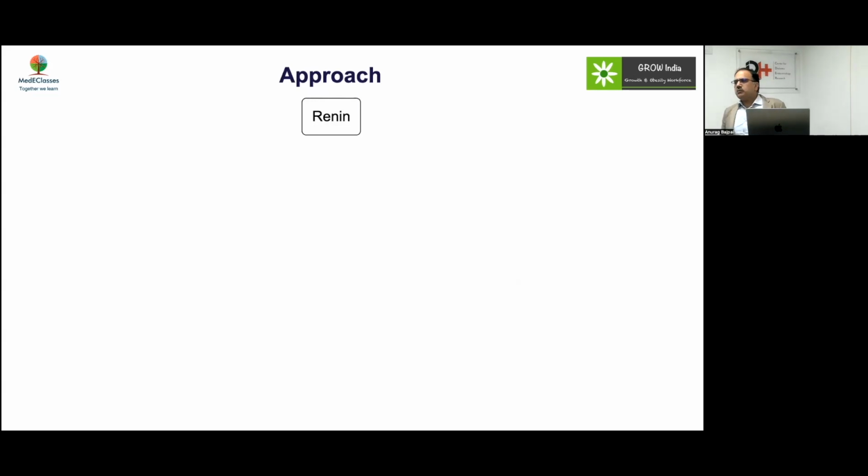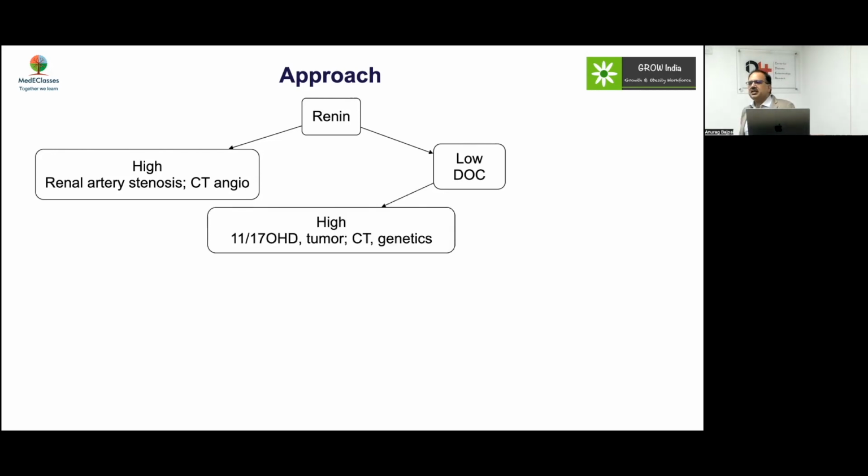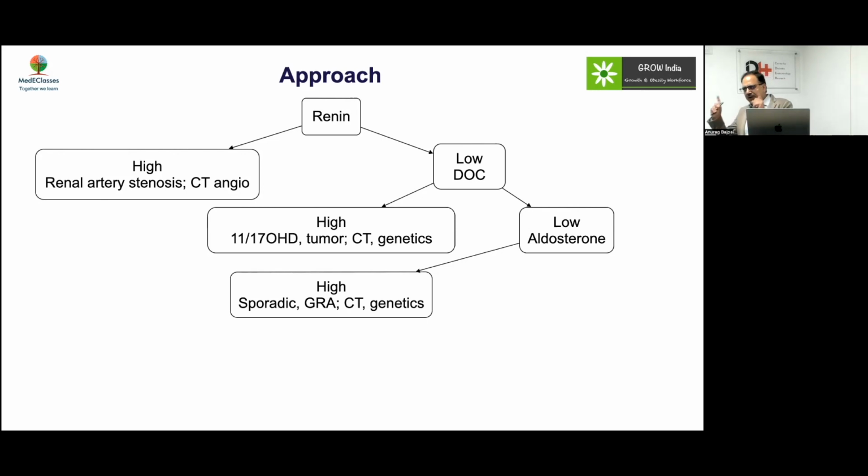So the approach to an individual who presents with suspected endocrine hypertension is to look at the renin level. If the renin level is high, the possibility is renal artery stenosis, so go for a CT angio. If the renin level is low, go for DOC level. If DOC is high, this is 11 or 17 hydroxylase deficiency, go for a tumor, go for CT and genetics. If you have low DOC and your aldosterone is high, this is primary hyperaldosteronism. So low renin, high aldo, then you go for CT, and then young patient, family history of recurrent strokes, think of a GRA. Response to steroid will be significant.